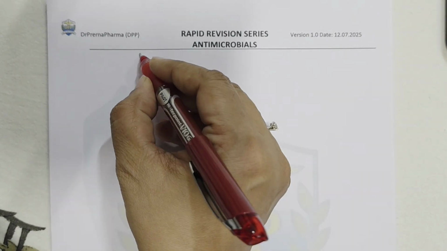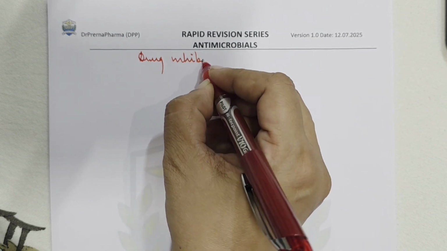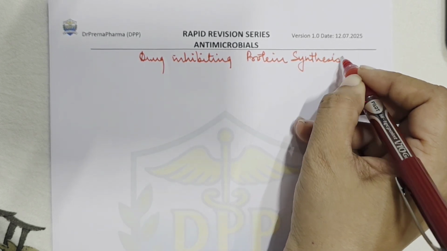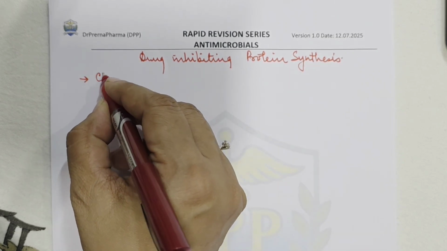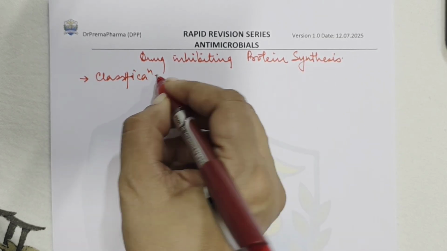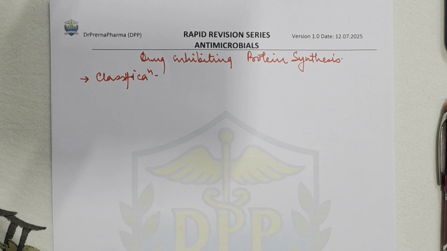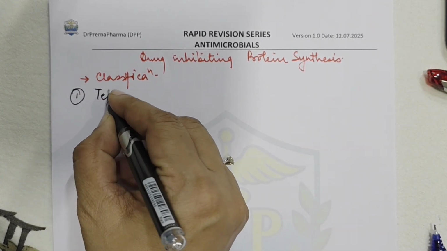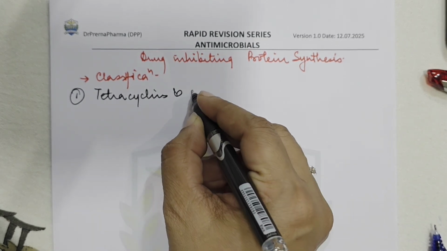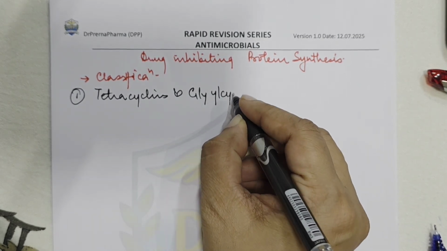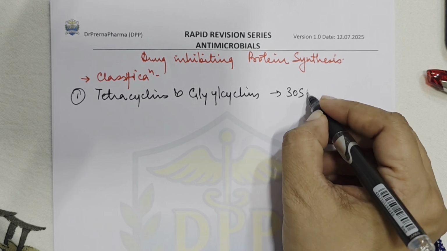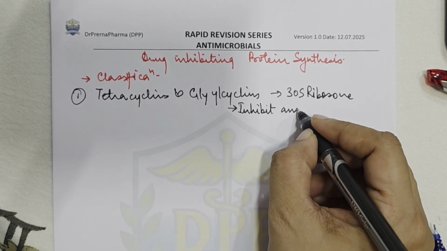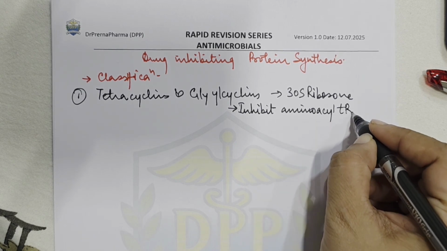Now let us study the drugs inhibiting the protein synthesis. Right? So let us see the classification of these drugs. The first option we will study is tetracyclines and glycylcyclines. These bind on the 30S ribosomal unit and they inhibit the aminoacyl tRNA attachment.